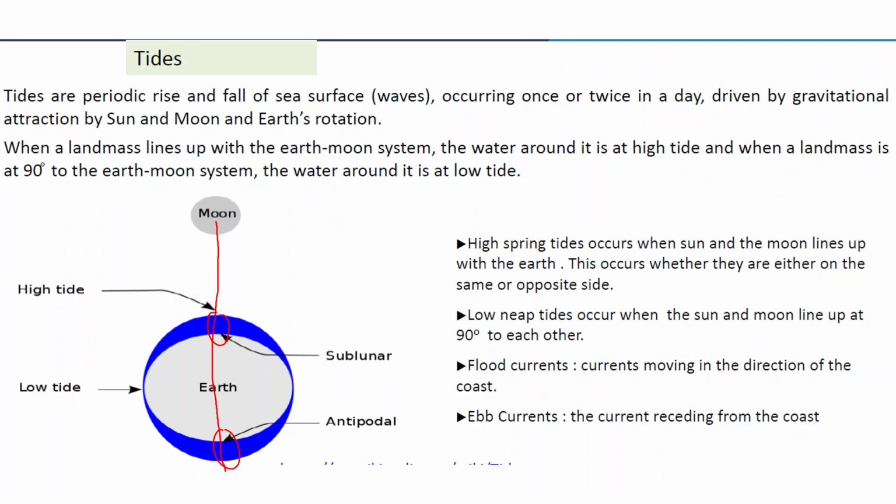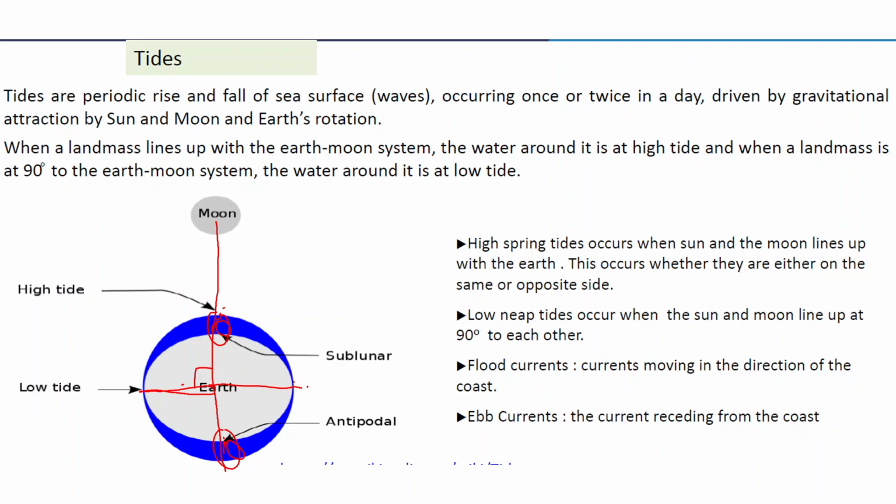And when this area is at 90 degrees to the Earth-Moon system, here and here low tides are present. High spring tides occur when the sun and moon line up with the earth, whether they are on the same side or the opposite side. In both areas, high tides will be there. Low neap tides occur when the sun and moon line up at 90 degrees, so here low tides will be there.